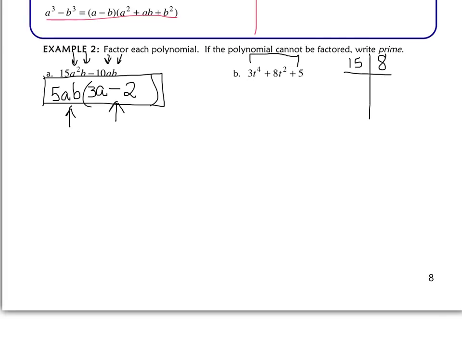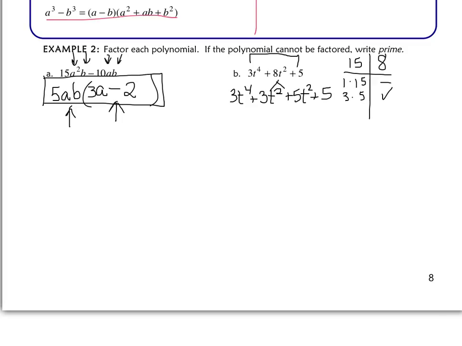So factors of 15 are 1 and 15. That will not add up to 8. 2 doesn't go in there, 3 and 5, and those do add up to 8. So then just like before, you rewrite the first term. So in this case, it's 3t to the fourth. Split this middle term to 3t squared, because our middle term is a square, plus 5t squared plus 5.